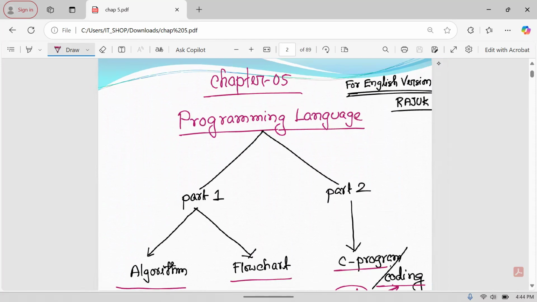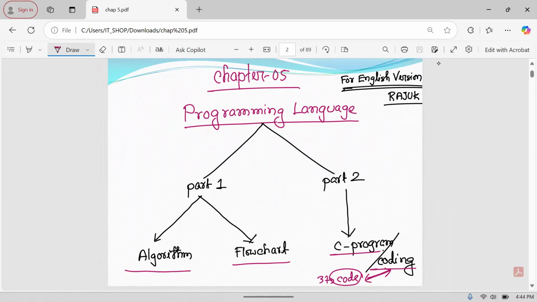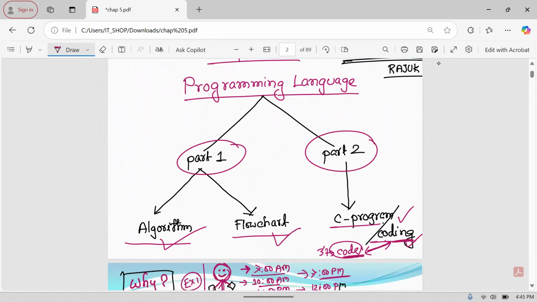As you know, this chapter on programming language has two parts. In the first part, we're talking about algorithm and flowchart, and in the second part, we're talking about C programming or coding. As you know, in chapter 3.1, in the last portion, we talked about the word code. This code and this coding are two different things, so keep this in your mind.